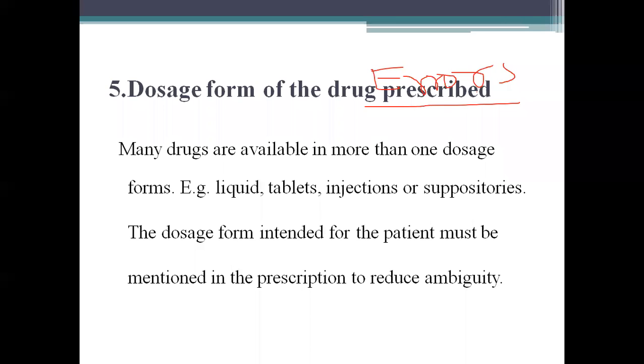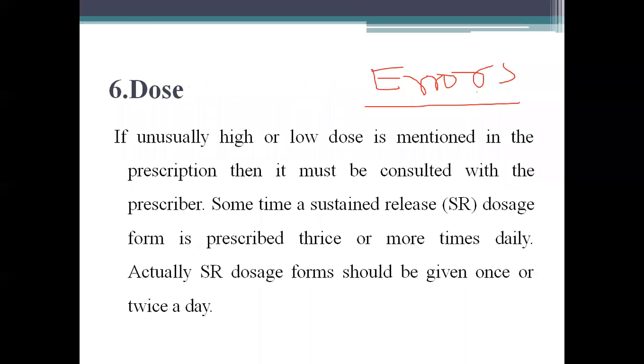For example, liquid, tablets, injections, or suppositories, and the dosage form intended for the patient must be mentioned in the prescription to reduce ambiguity, to reduce confusion, to reduce errors. It is important to write the dosage form: tablet, capsule, injections, liquid, syrup, elixir, whatever the dosage form necessary or compulsory to prescribe by the doctor, to be mentioned in the prescription. Understand? This is the fifth error in this prescription, that is the dosage form of drug prescribed.